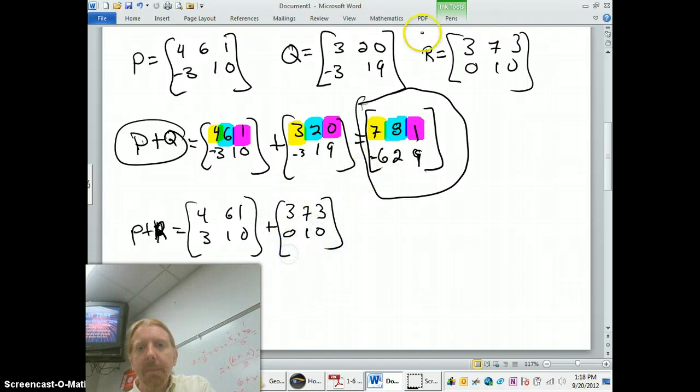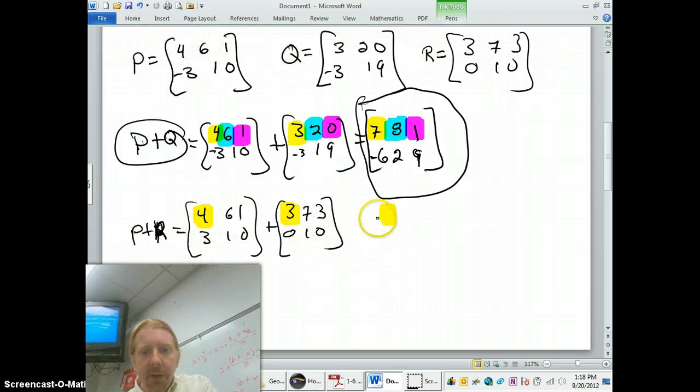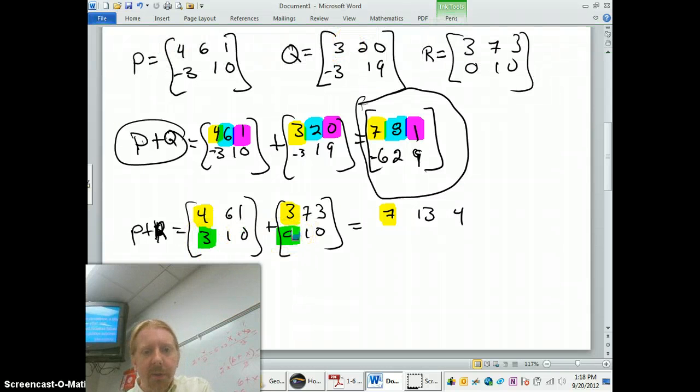And so when I add them up, again, I'm making sure that I take each element, pairing them together, and just write down their sum. So 4 plus 3 gives me 7. 6 plus 7 gives me 13. 1 plus 3 gives me 4. And I just keep matching them. So, for example, I've got this 3 here, that 0 here, and that's going to go in that slot there.